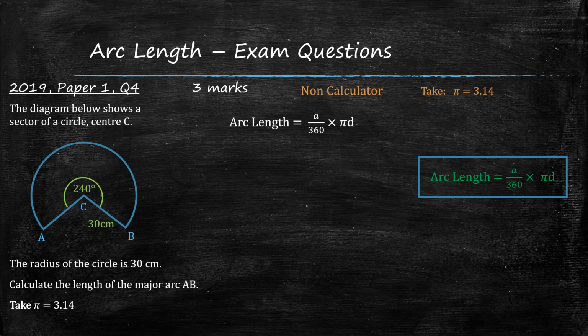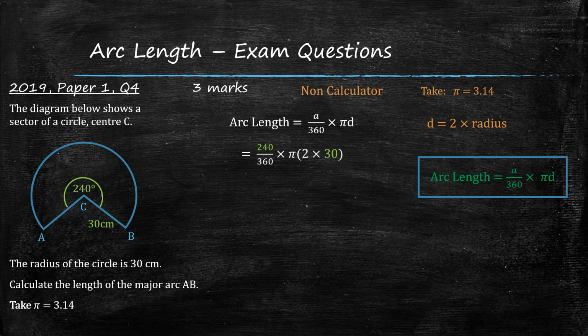So arc length is equal to a over 360 times pi d, so we need the diameter. Now we should know that the diameter is equal to 2 times the radius. So let's plug in the values that we have been given. So a is equal to 240, so 240 over 360 times pi times 2 times 30, the radius, will give us the diameter.